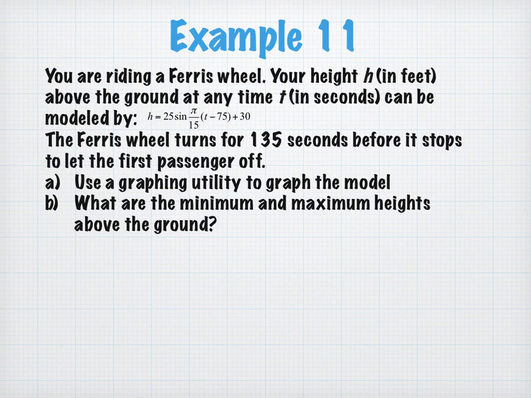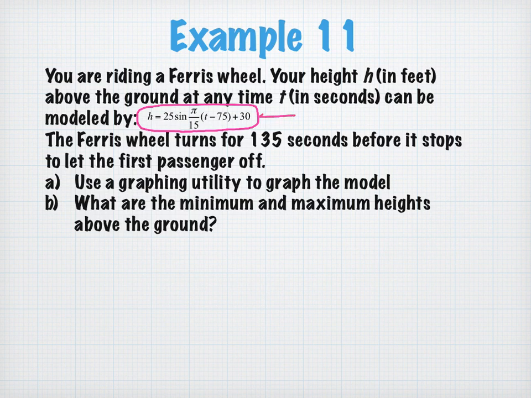And last question is good news, calculator. So this says you're riding a Ferris wheel. Your height, h, in feet above the ground at any time t in seconds can be modeled by h equals 25 sine of pi over 15 times t minus 75, plus 30. And it says the Ferris wheel turns 135 seconds before it stops to let the first passenger off. Use the graphing utility to graph the model. What are the minimum and maximum heights above the ground?